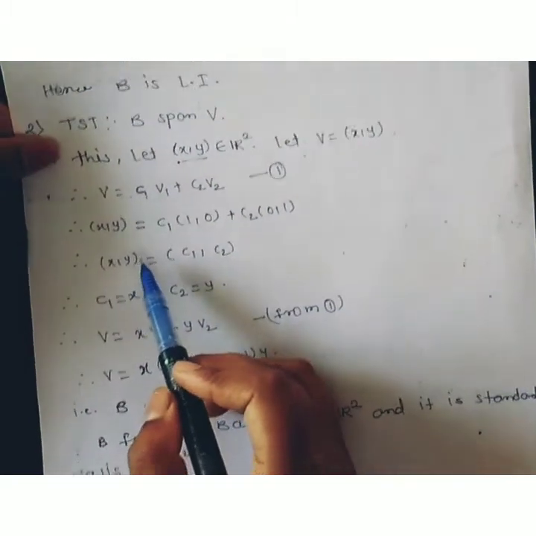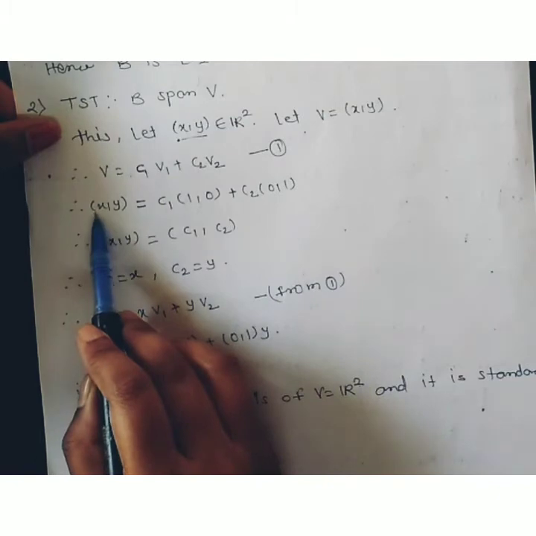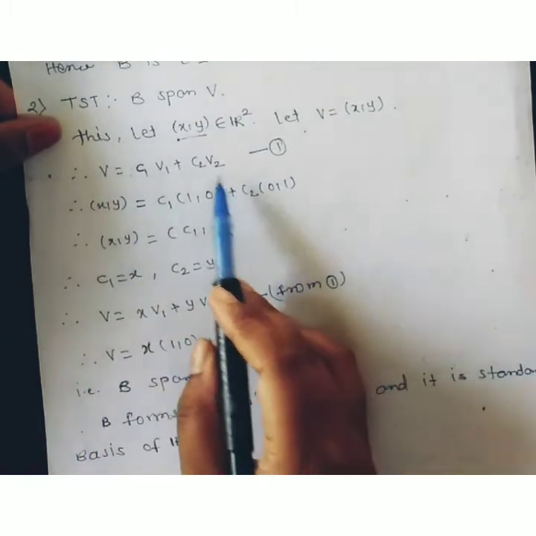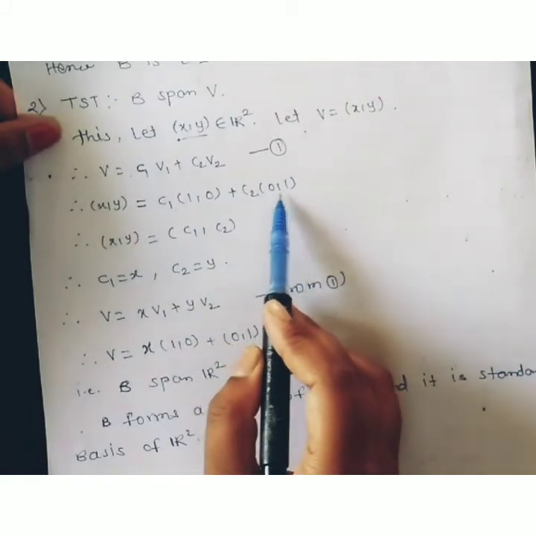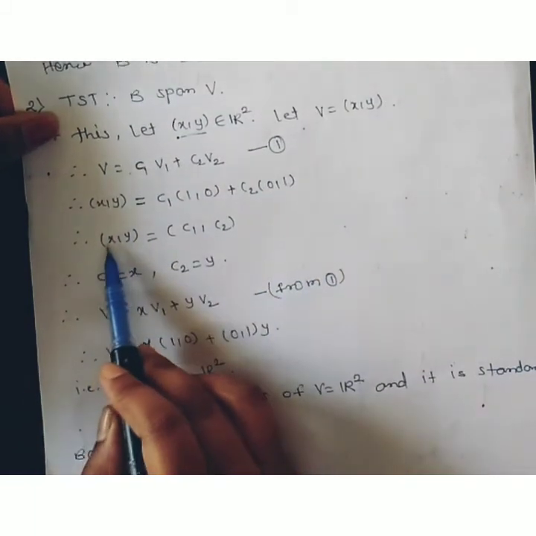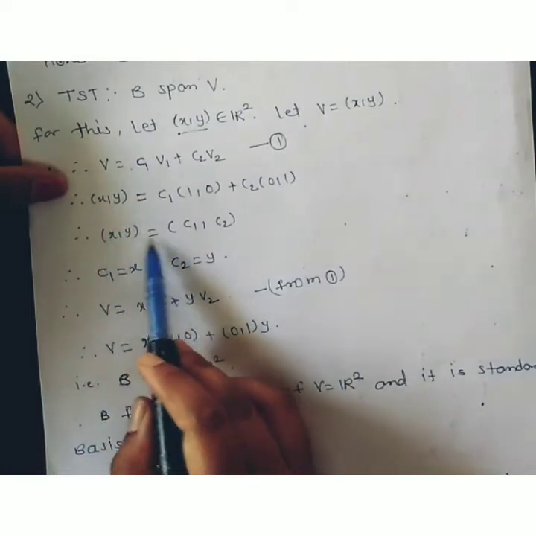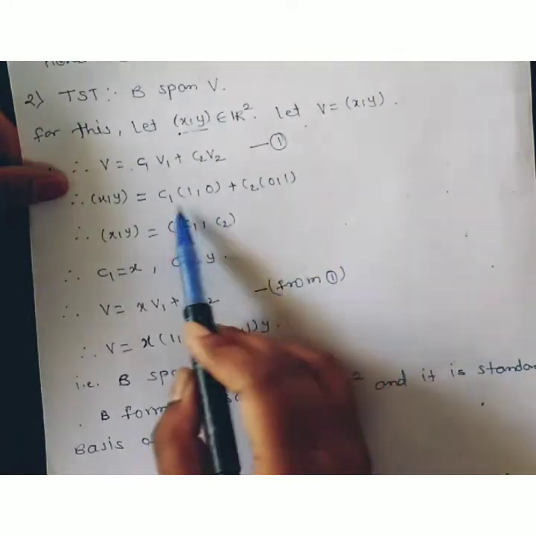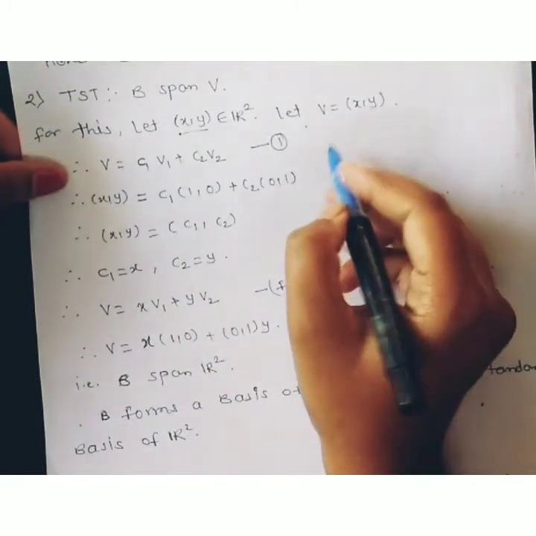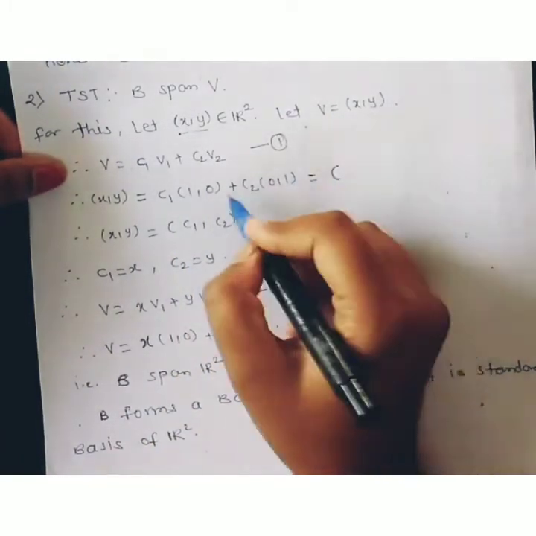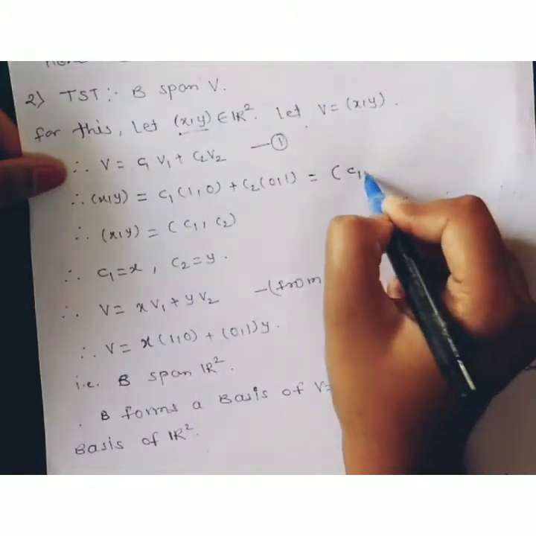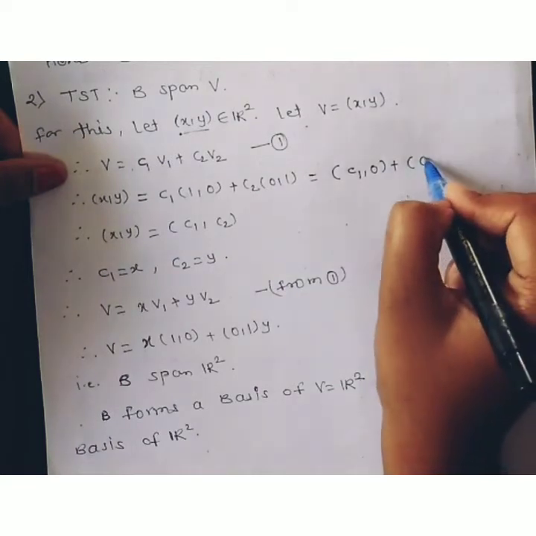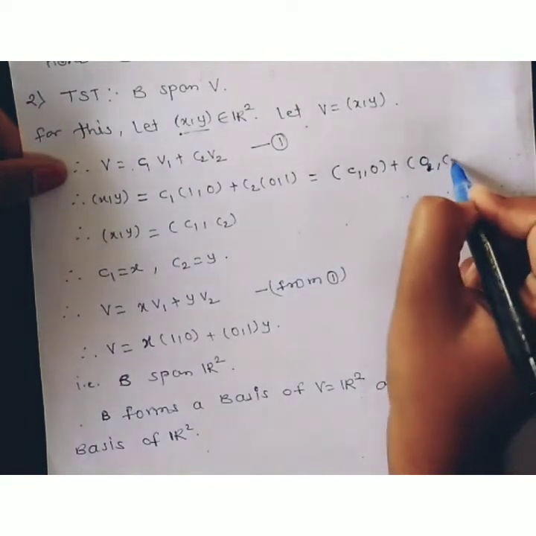Then put the values of V, V1 and V2. The ordered pair (x, y) is equal to C1 into V1, which is (1, 0), plus C2 into V2, which is (0, 1). In the next step, take the addition of both ordered pairs. First, multiplying by C1 inside the bracket, this is (C1, 0), plus in the second bracket, multiplying by C2, this is (0, C2).